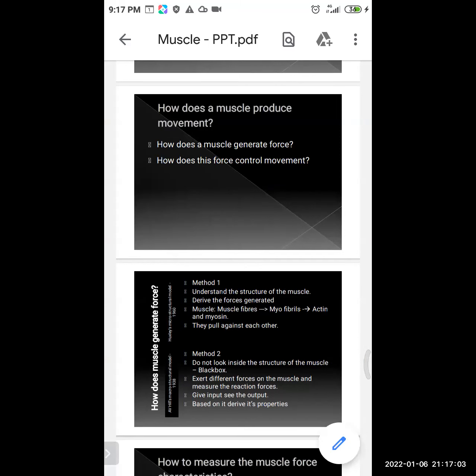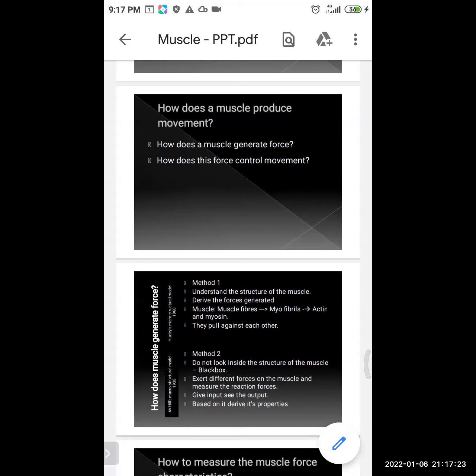So people were trying to understand how does a muscle generate a force and how does this force control the movement. And one was a group of physiologists. Okay, right? What they did was they studied the structure of the muscle and they derived the forces generated. So this model is very familiar to us.